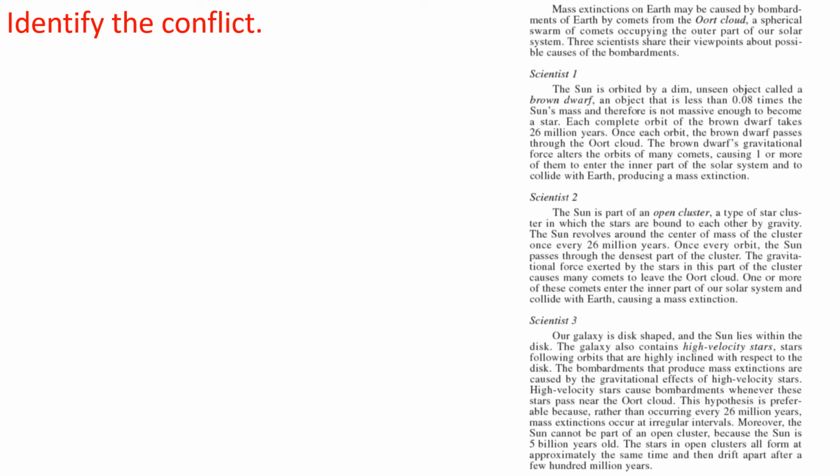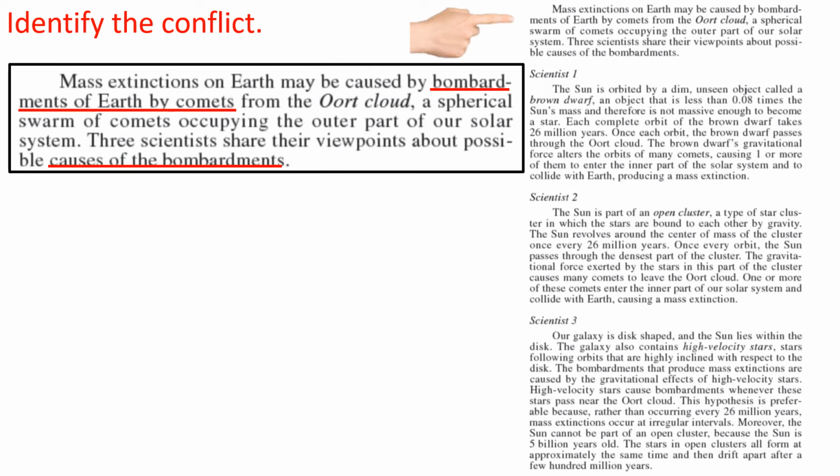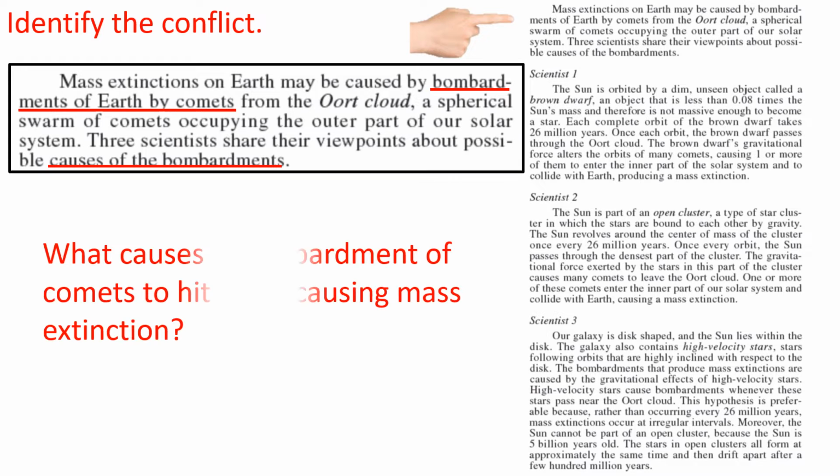First step is to identify the conflict, which is found in the first paragraph. In this one, it talks about mass extinctions being caused by bombardments of Earth by comets, and 3 scientists share their viewpoints about the possible causes of the bombardments. So what are the causes of a bombardment of comets to hit Earth causing mass extinction?